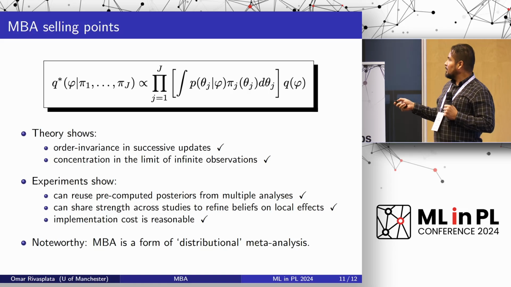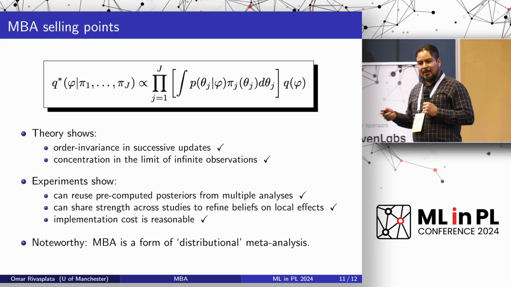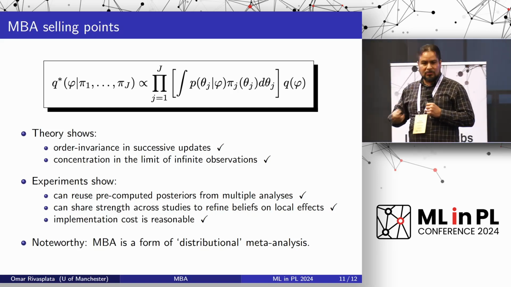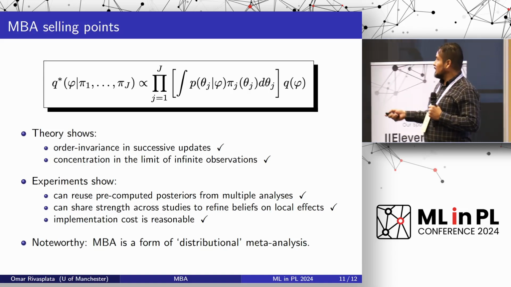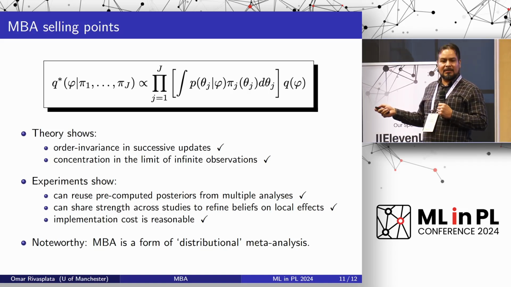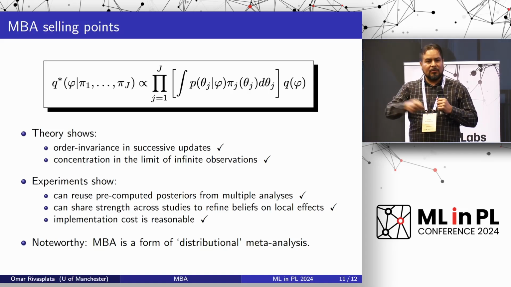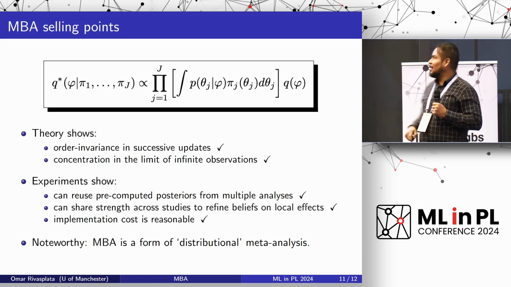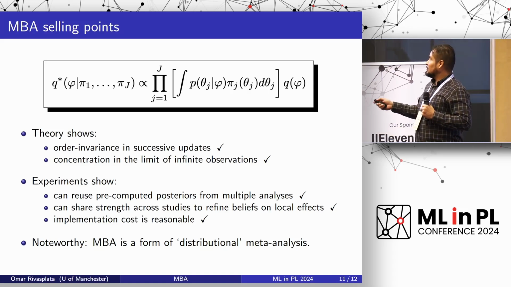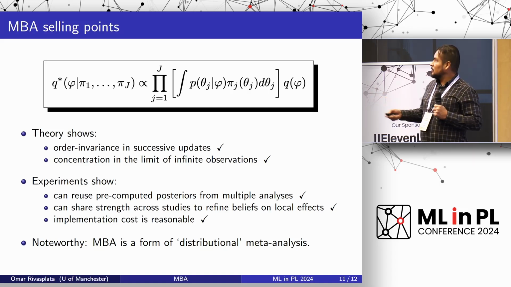There were some theory properties that were very nice to see. In classical Bayesian learning, there are these two theory properties that give a lot of justification for using Bayesian updates. One of them is called order invariance in successive updates. You have two data points. Let's call them data point 1 and 2. If I process them in order 1, 2, or in order 2, 1, I get the same posterior. That's what this property says. And it turns out that this rule has that property. It's invariant with respect to the order in which you process the updates.